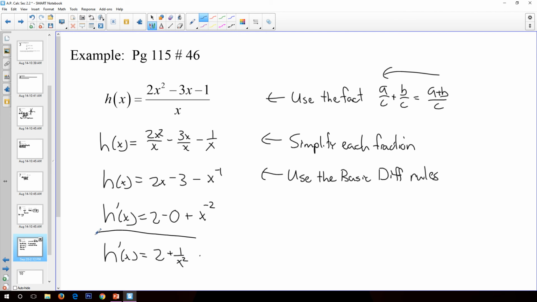Now this is okay. But remember, if you want to make this into one fraction, you'd have to multiply the 2 by the funky one, x squared over x squared.